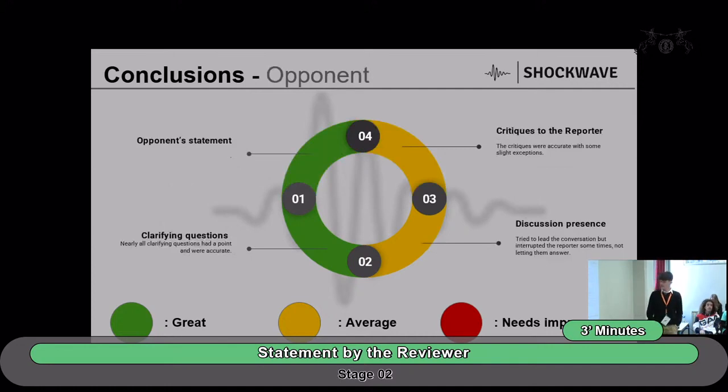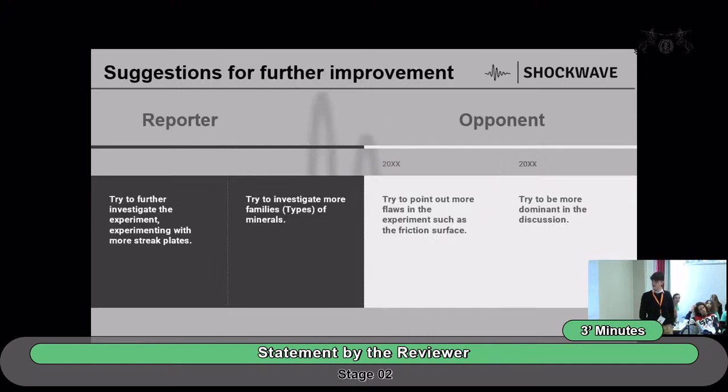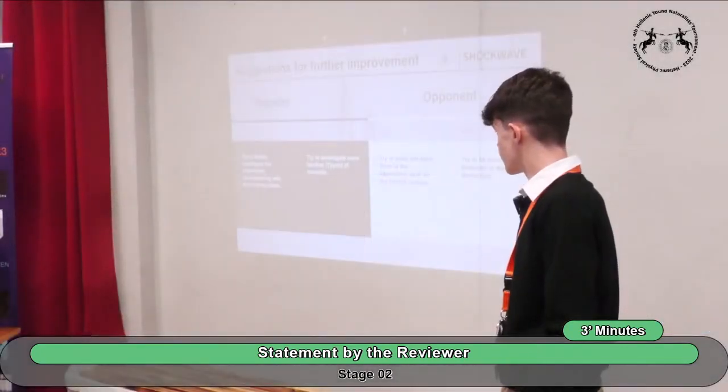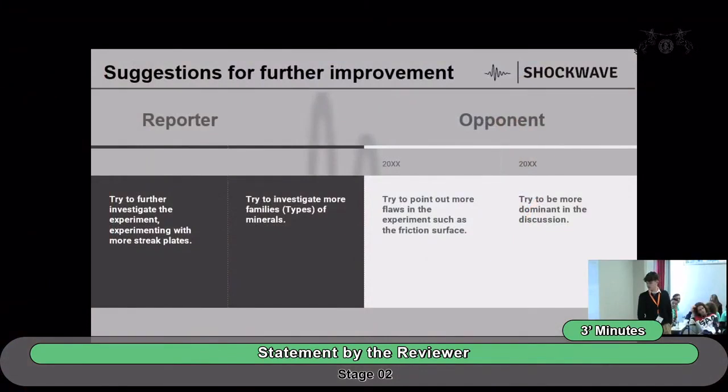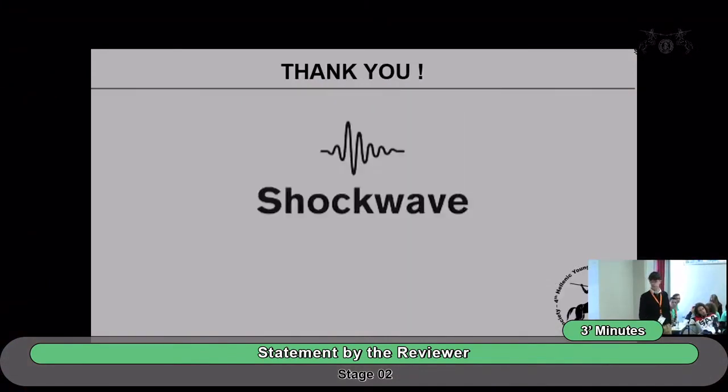About the opponent, the statement and clarifying questions were great, but the critiques to the reporter and discussion presence were average, as he wasn't dominant. About the suggestions for further improvement, the reporter could further investigate by experimenting with more streak plates, and investigate more families, types of mineral. And the opponent could point out more flaws in the experiment, such as the friction surface, and try to be more dominant in the discussion.